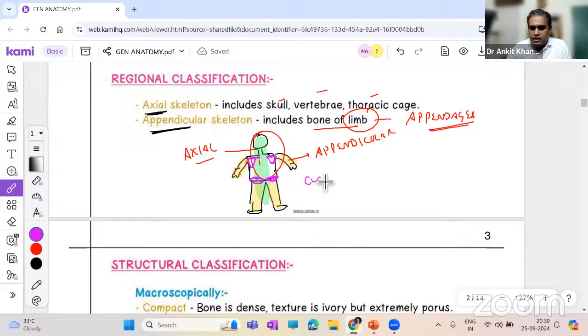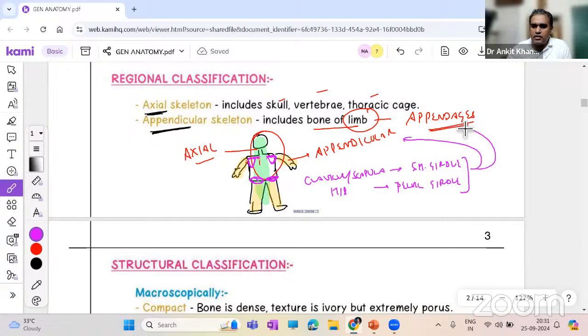Therefore, I want to clarify that the clavicle and scapula are known as the shoulder girdle bones. What are they known as? Shoulder girdle. And a pair of hip bones which form the whole pelvis are known as the pelvic girdle. These girdles fall under the appendicular skeleton. They are not part of the axial skeleton, because otherwise things will keep on being complicated. These girdle bones come under appendicular bones, simple as that. There shouldn't be any confusion.